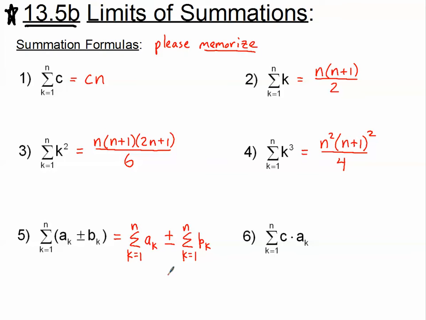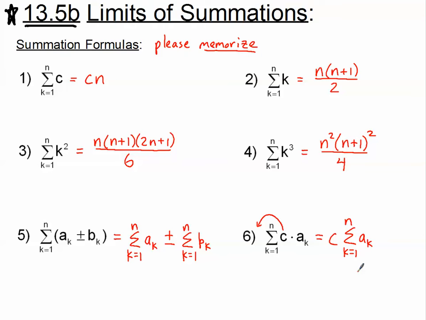And finally, formula number 6, we have a constant times something. And if we have that situation, we can take the constant out and say that that's equal to the constant times the summation of a sub k. Any constants that you have in here we can pull out, sort of like a GCF, I guess, and then have our summation by itself. So these are the 6 summation formulas. We'll memorize these. I'm going to refer to them by number in our notes today.